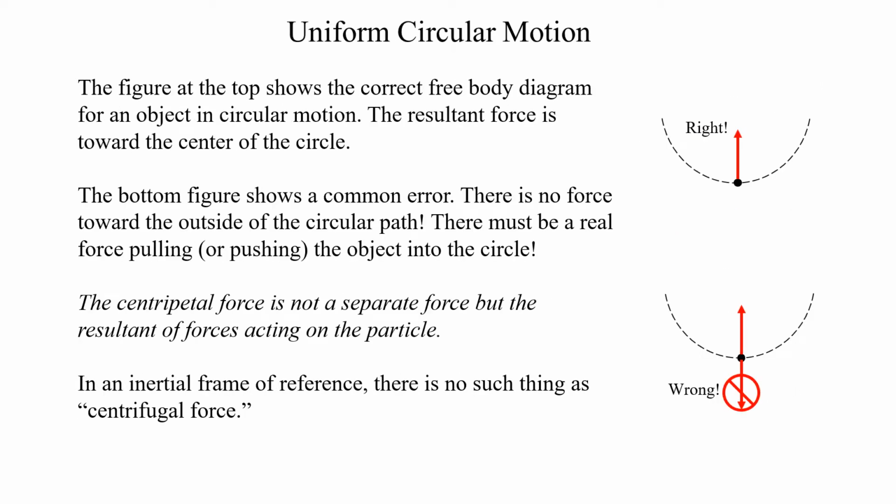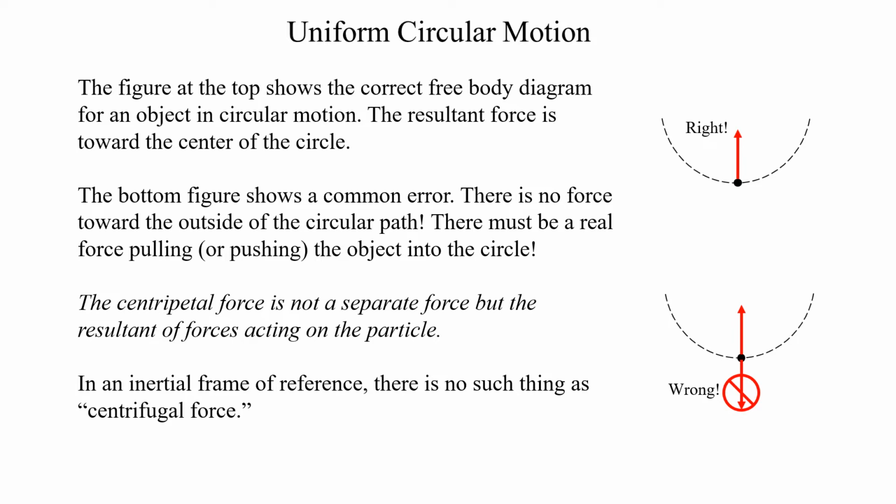All right, so here's how we draw a correct free body diagram for an object in circular motion. This is shown at the right in the top figure. The resultant force is toward the center of the circle. The bottom figure shows a common error. Students want to put a force that points away from the center of the circle toward the outside. There is no force toward the outside of the circular path. The real force is toward the center of the circle, so there must be a real force in the environment pushing or pulling the object into the circle.